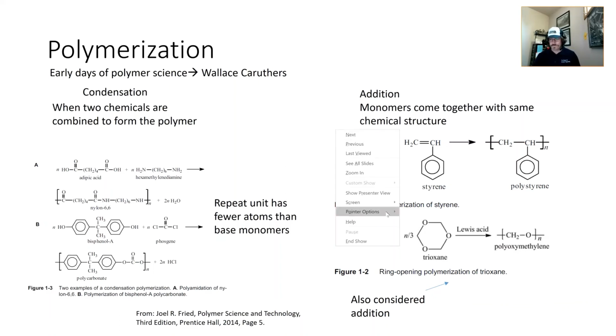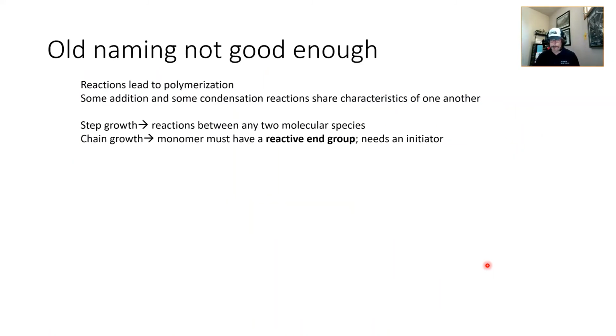Excuse me, laser pointer, the example that we give here. And this is a ring opening polymerization of trioxane to get polyoxymethylene and another polymer there. But it's also considered an addition because you're taking the trioxane and just breaking it open so it can form a chain instead of a bunch of individual rings.